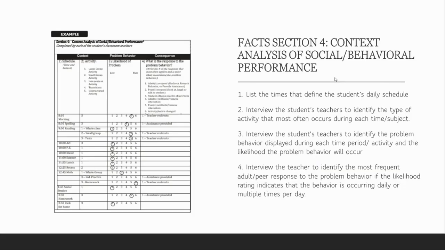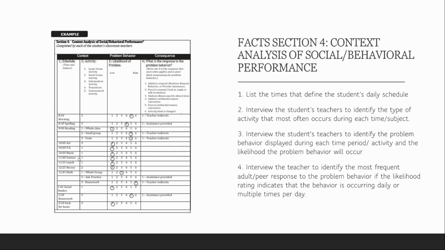So section 4 is going to be understanding, doing that context analysis of social behavioral performance. The first thing the team is going to do is identify that student's schedule. They're going to list the times that define the student's schedule, so what their daily schedule is. If they're on a bell schedule, each bell should be listed here. If they're in a self-contained classroom, the schedule within that classroom should be listed.